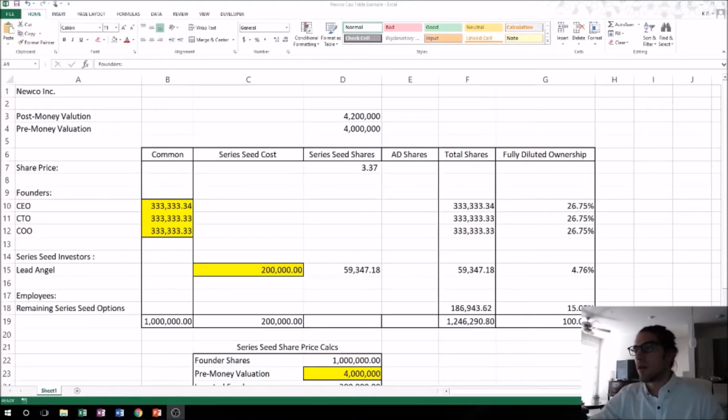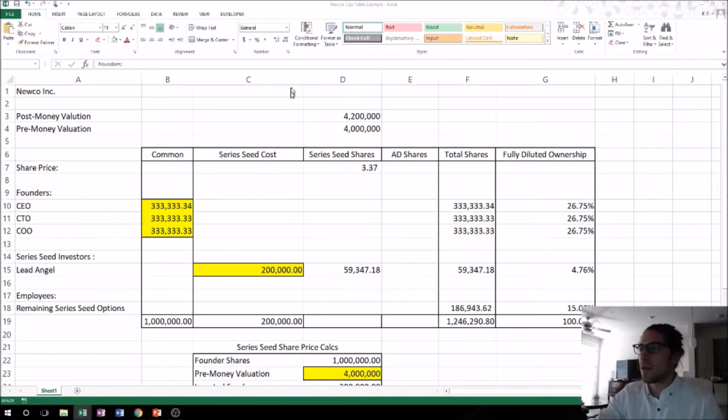Okay, so now that we've seen how to model out a very simple series seed round, we're going to step back just a little bit and work on convertible debt and how to add convertible debt in, because convertible debt is generally the first money that you'll raise, and that will then convert in the series seed round. So let's take a step back and add in some convertible debt.